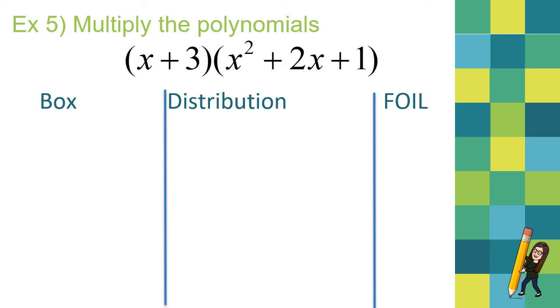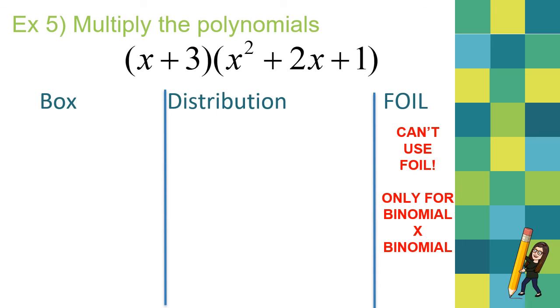All right, let's talk about this. Ooh, I have a binomial times a trinomial, okay? So here's the thing. We can't use FOIL, all right? Because that only works if I have a first, an outer, an inner, and a last. But now I got that extra middle term. So I have to use box or distribution.